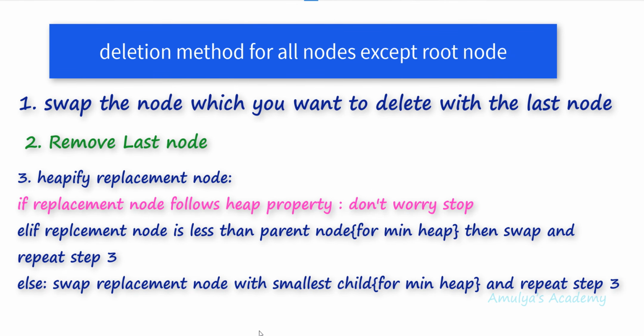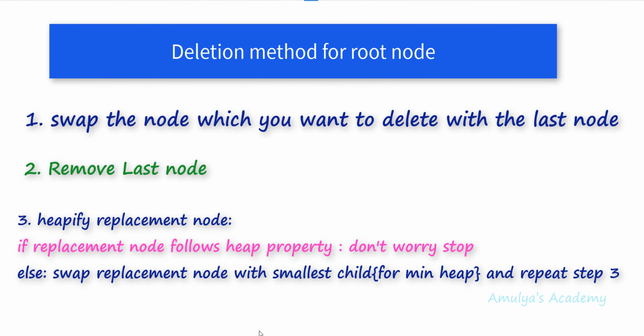Okay, so while performing the deletion operation, the first step is we need to replace the node which I want to delete with the last node. Secondly, we need to delete the last node. Thirdly, we need to heapify the tree. Alright, so this is about the deletion operation.